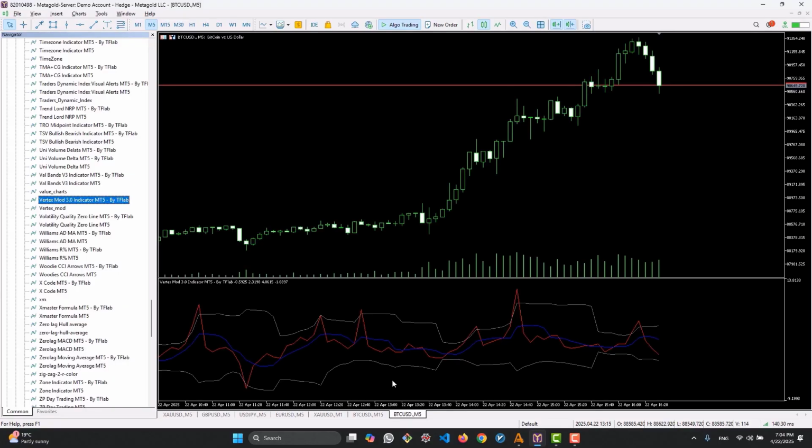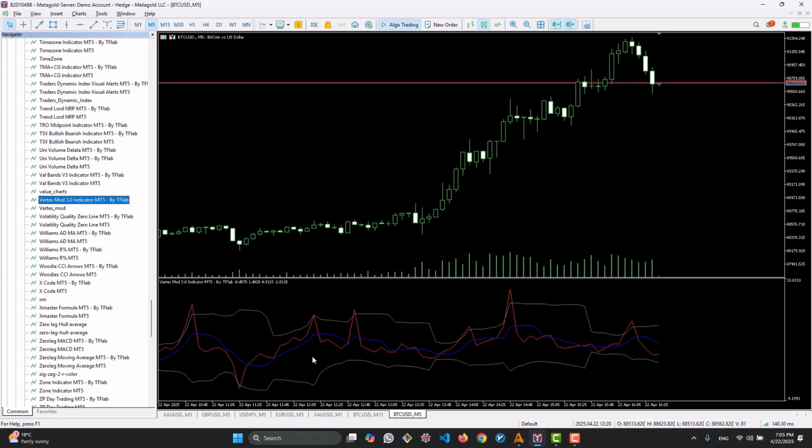Bollinger Bands. The overbought and oversold areas are identified as follows. When the vertex line, that is the red line, is above the upper band of the Bollinger Bands, like in this area, it indicates overbought conditions, and when it is below the lower band of the Bollinger Bands, like in this area, it indicates oversold conditions.